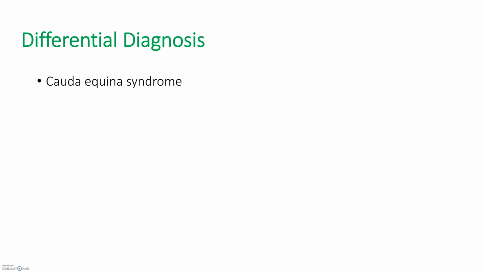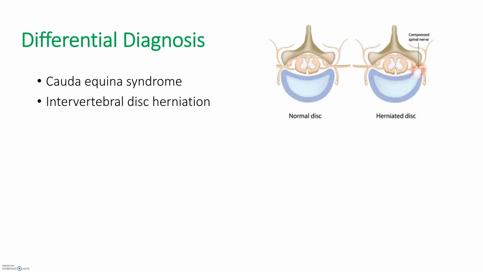So what are your differentials? So again, cauda equina syndrome, you do not want to miss that. We'll consider intervertebral disc herniation. So the most common sites for this are the L4, L5 disc, the L5, S1 disc within the lumbar region, and then within the cervical region, the C5, C6 disc, and the C6, C7 disc. So these herniations can cause compression of the spinal nerve exiting the spinal column, and cause symptoms related to that specific spinal nerve.